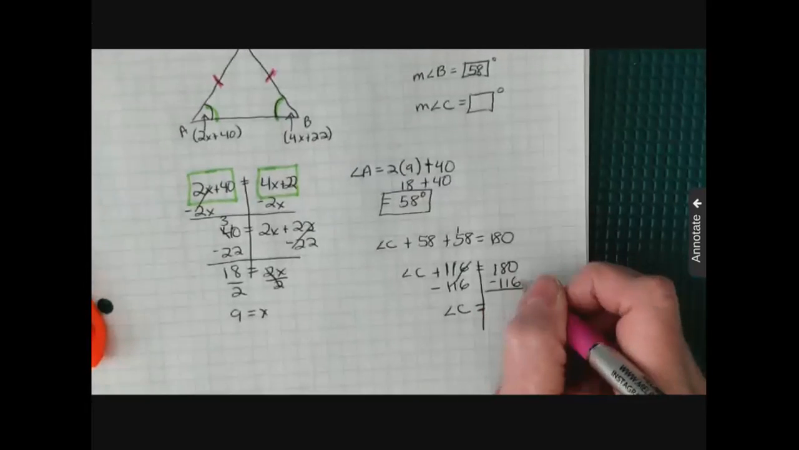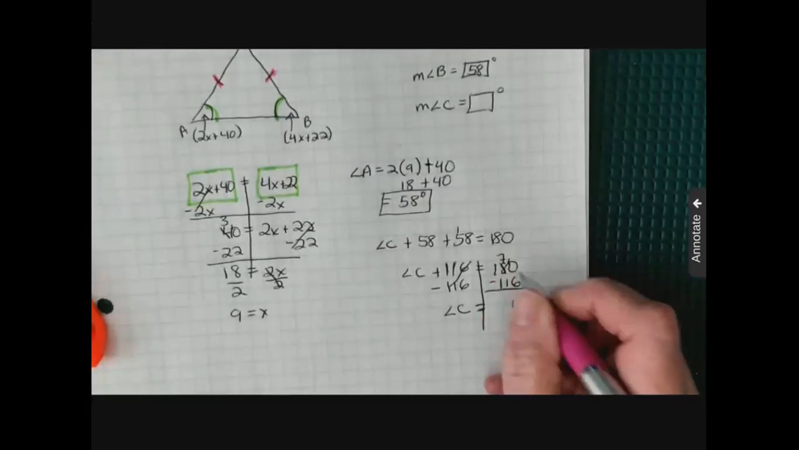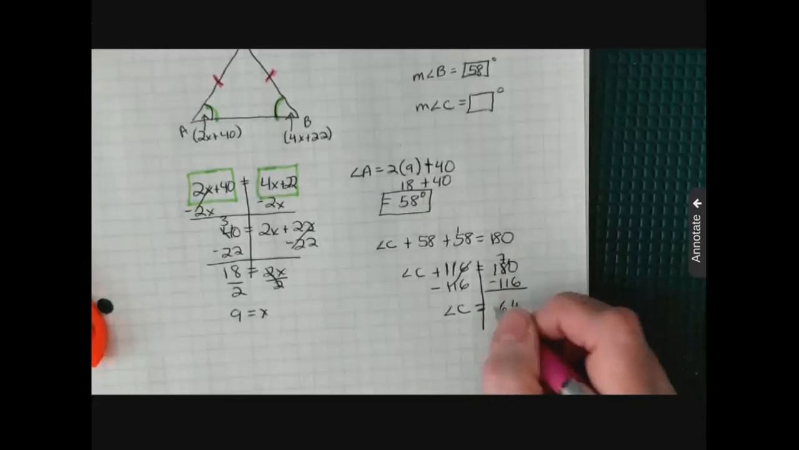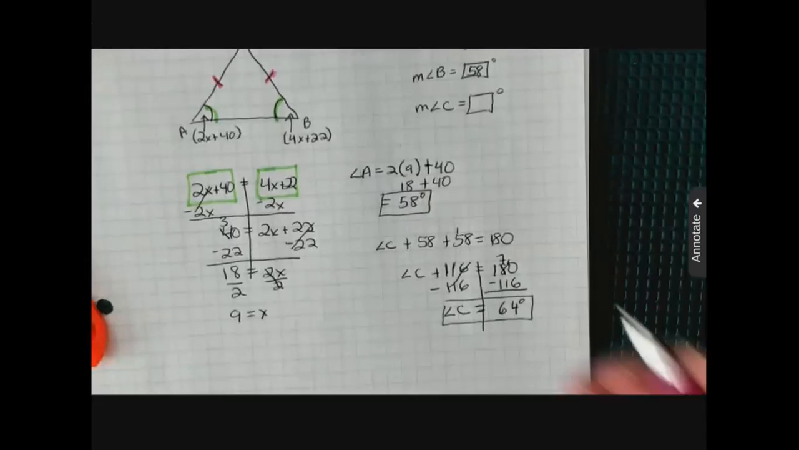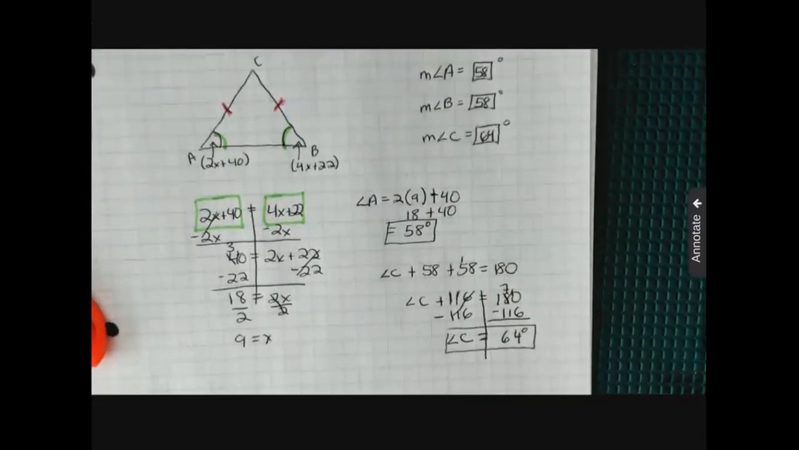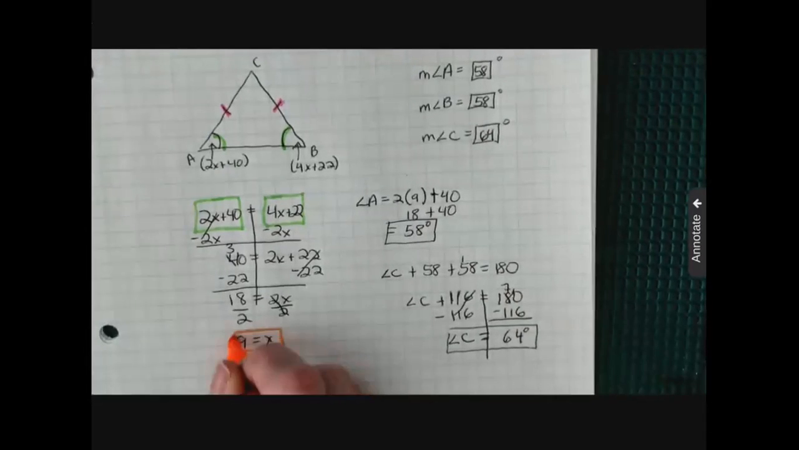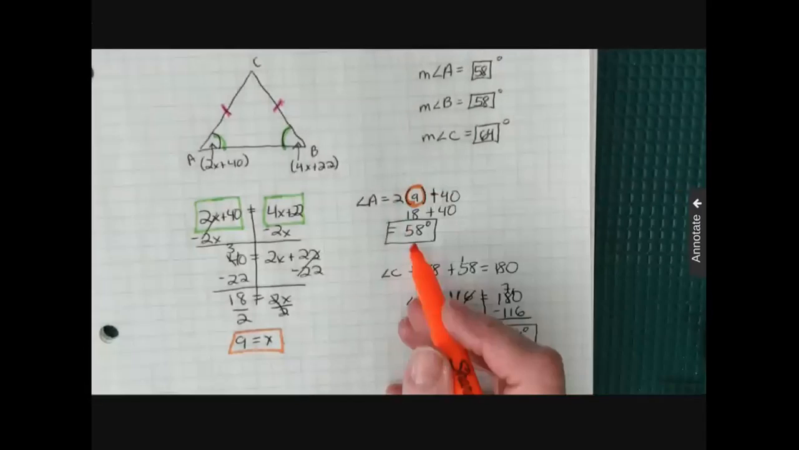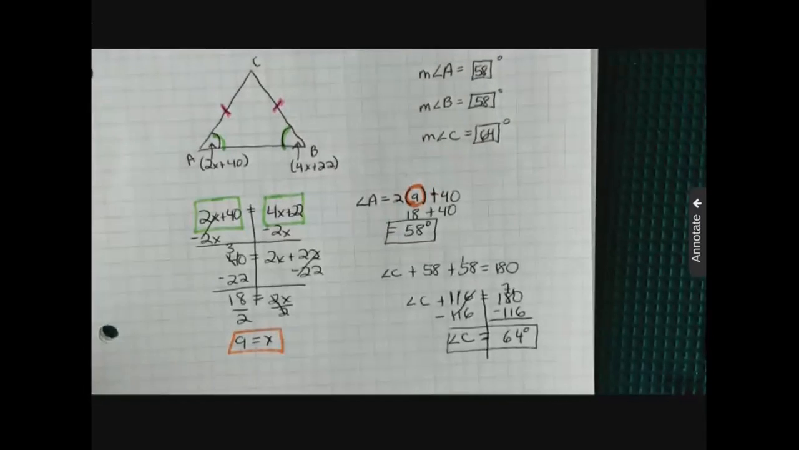And I can't take 6 from nothing, so I have to borrow. 10 minus 6 is 4. 7 minus 1 is 6. 1 minus 1 is nothing. So angle C is 64, and I plug that in up here. Okay? So x was just to find out how to plug it in. I needed to figure out what this was to plug it in here to then be able to add the 2 and subtract from 180.